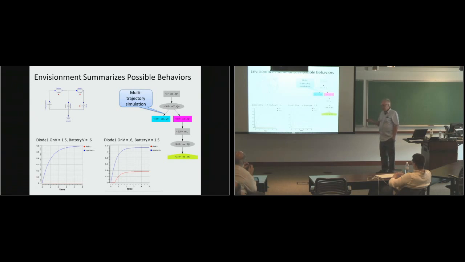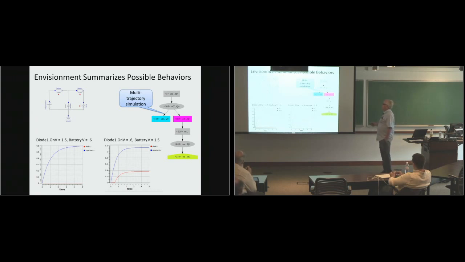If you were to do this with Modelica and you wanted to explore all possible behaviors to figure out which ones might work, you'd have to run an infinite number of simulations. These are just Modelica traces. Here is the case where the on voltage of the diode is 1.5 and the battery is 0.6. If you plot the voltage on the capacitor and the diode current, it never turns on, because it never gets there. If you do it the other way around, where the battery voltage is 1.5 and the on voltage is 0.6, then at a certain point the diode turns on. From your and my perspectives, these are the only two qualitatively distinct behaviors available in this system. This is the envisioning of it.